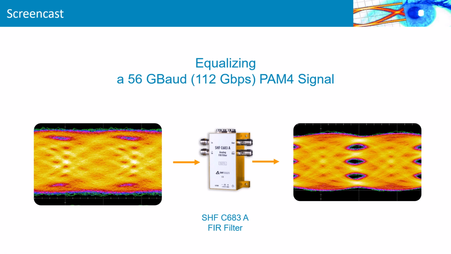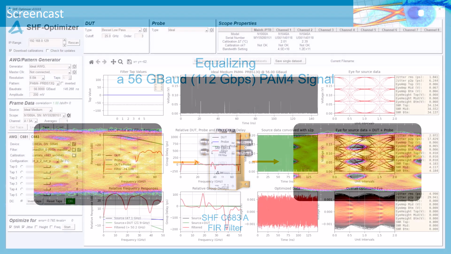Hello and welcome to our screencast Equalizing a 56 GBaud PAM4 signal. We will do such equalization with the help of our SHF-4 filter and with the help of the SHF-Optimizer software. So let's begin by starting the software.